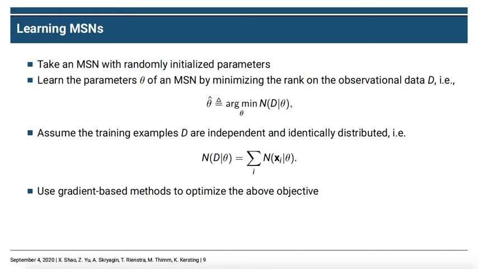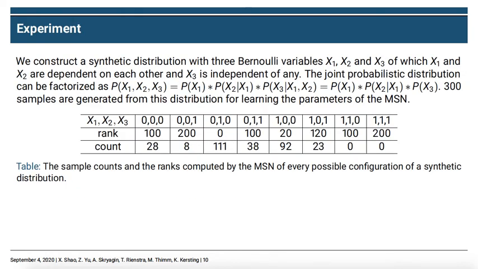Then in the end, we use gradient-based methods to optimize this objective function. Nowadays, there are plenty of tools to automate this optimization. Most popular ones are, for example, PyTorch and TensorFlow. So we implemented the network as well as its inference routine and learning routine in Python and TensorFlow. Now we present a synthetic experiment and show how the MSNs work.